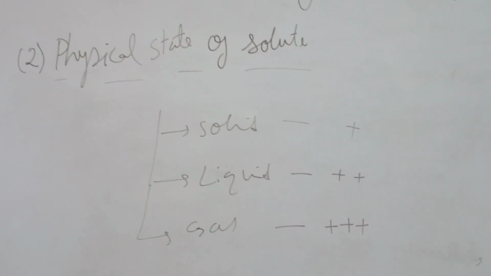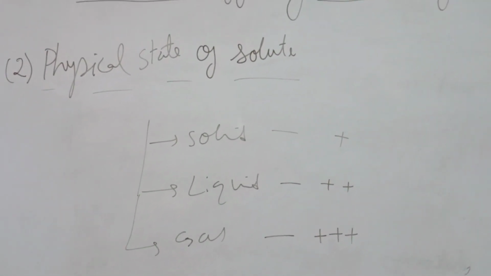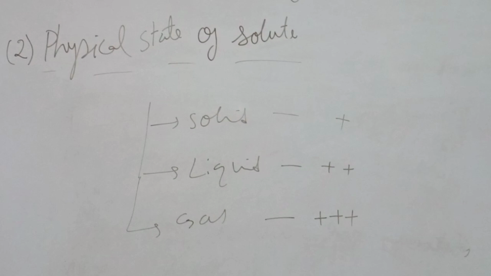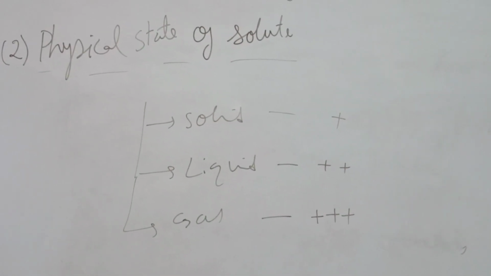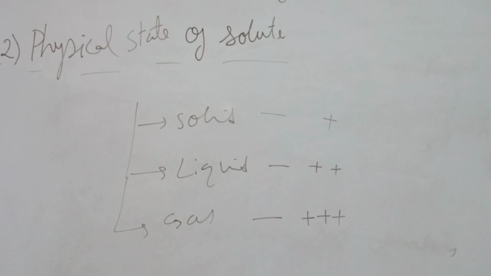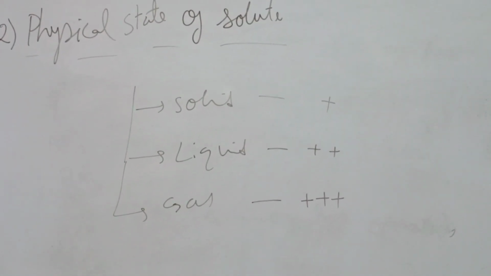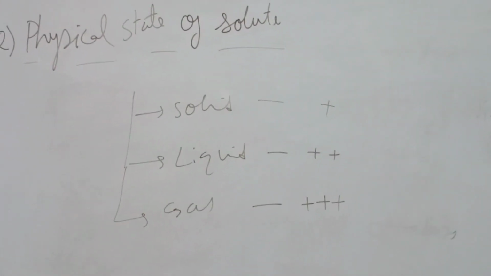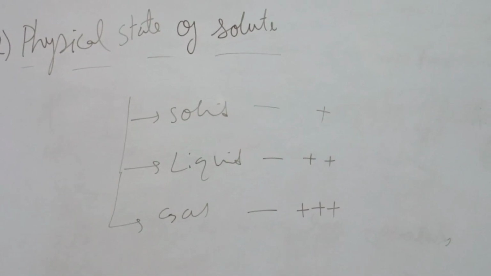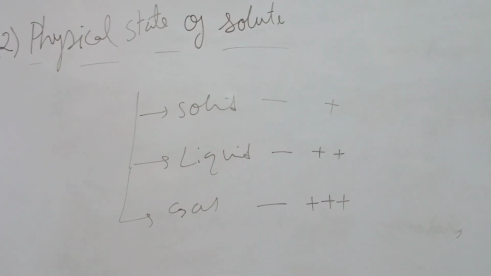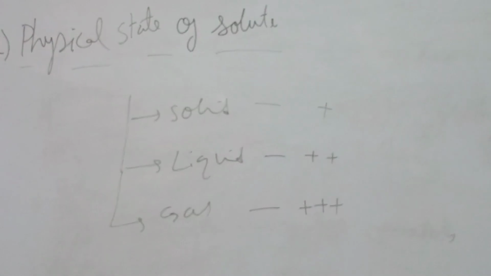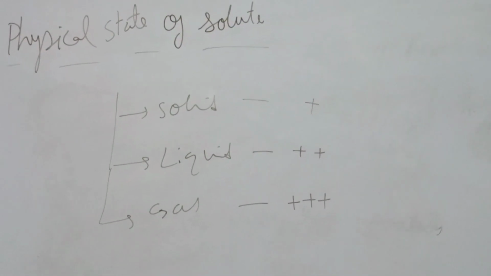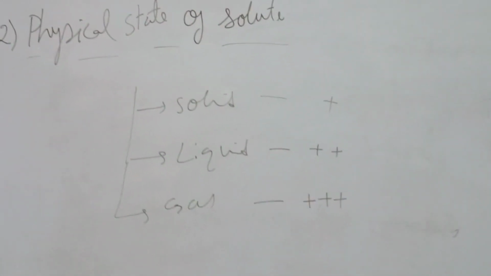So let us discuss the next subheading under the factors affecting solubility, that is, the physical state of the solute. Physically, a solute can exist in solid, liquid as well as gaseous form. So depending on what type of solute we are dissolving, or what the physical state of the solute is, which can be solid, liquid or gas, its solubility in a solvent gets affected.